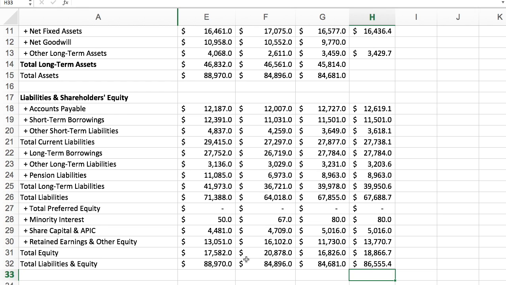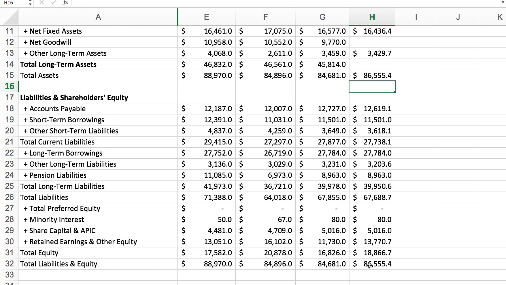Now again, it's very important to get our balance sheet to balance. So here's how we're going to do it. We're going to take total assets in 2015, H15, and set that equal to H32. That's how we get our balance sheet to balance. We're forcing it to balance. Assets equal liabilities and equity, so it balances.